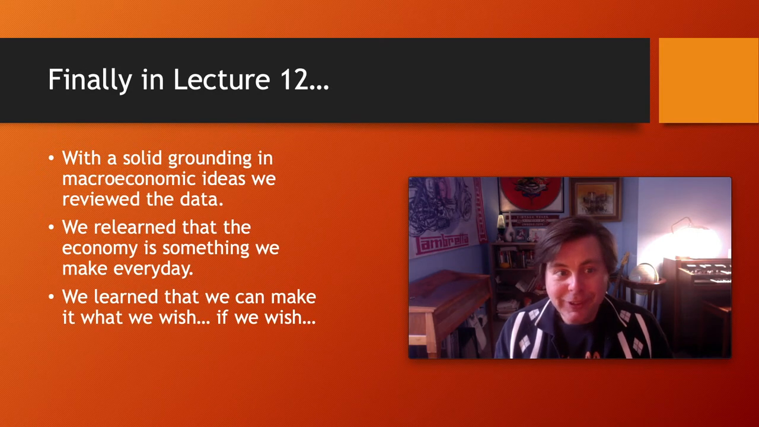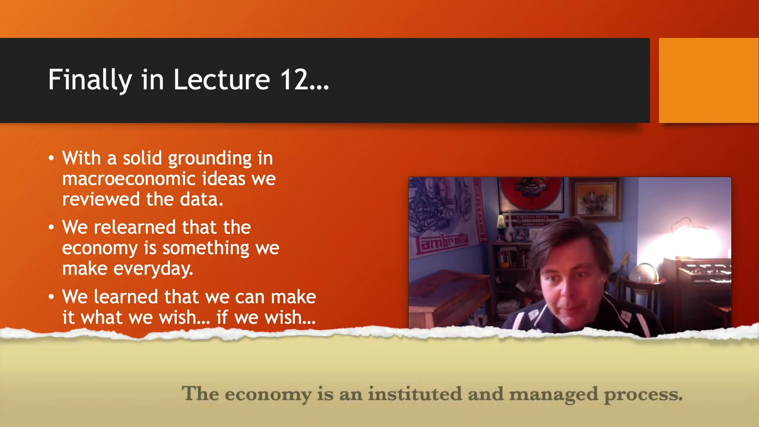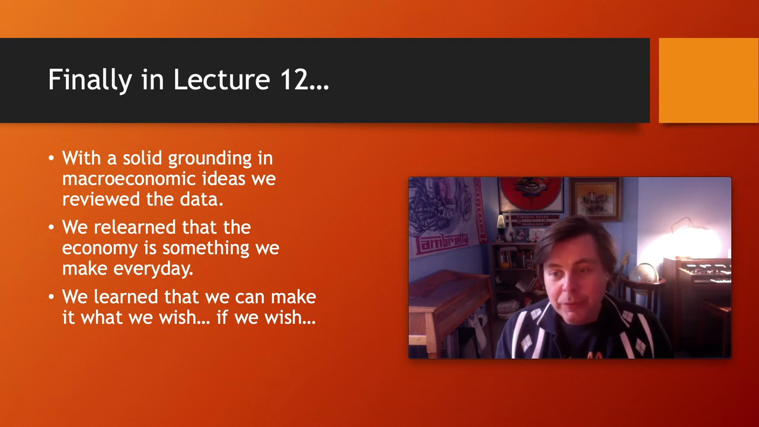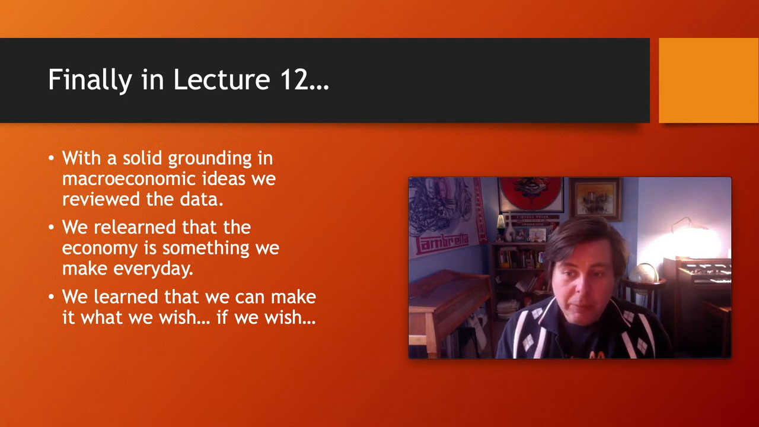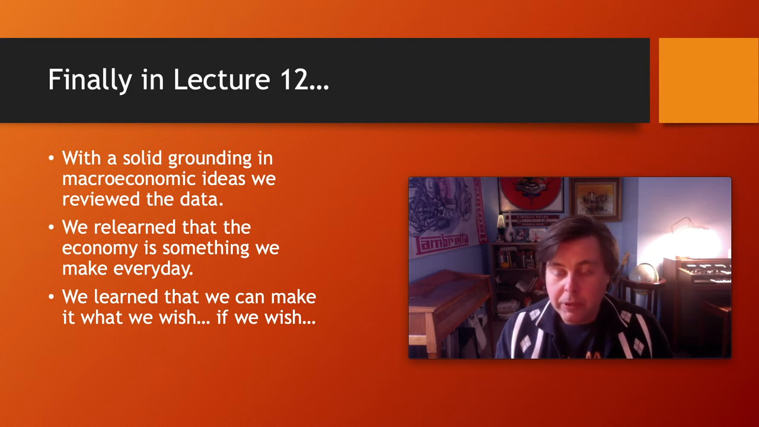In that very last lecture, we now had a grounding in macroeconomic ideas, and we reviewed some of the data. In particular, we reviewed the data with an eye towards understanding and evaluating how the macroeconomy has been managed in the last 70 to 80 years. When we look at the data with this understanding, it becomes very clear that the macroeconomy is not like weather, right? Storms don't just come and go, and it doesn't snow one day and rain the other. It's a managed process, and it's managed with intent. So as a consequence, we can make it what we want, but we have to have an idea, one, about how it works, and we have to have some ideas about how we accomplish those things.